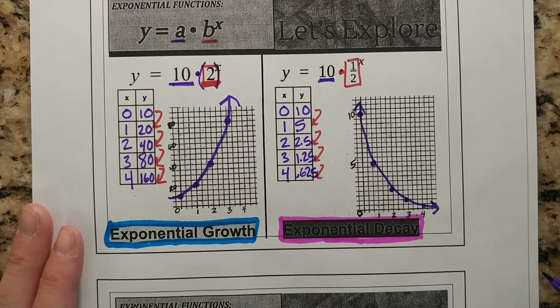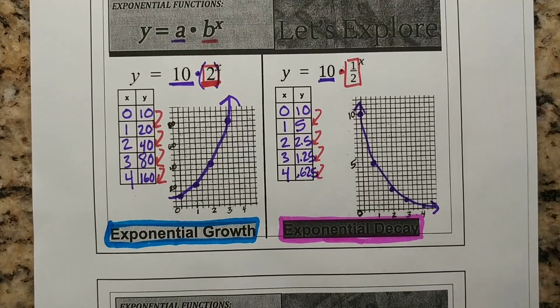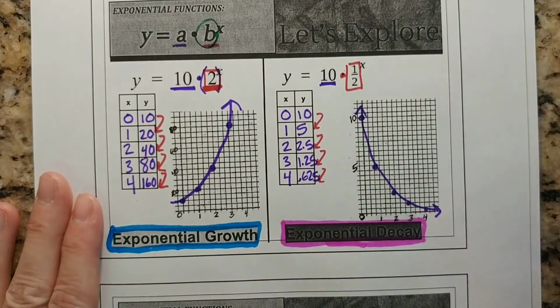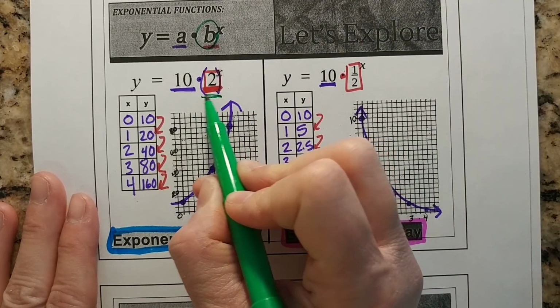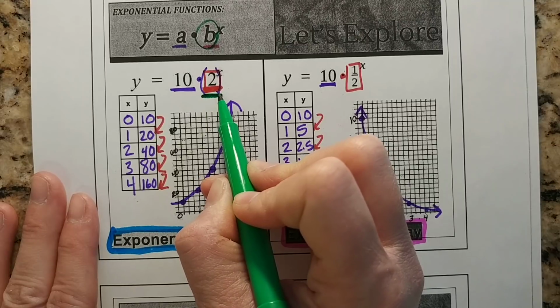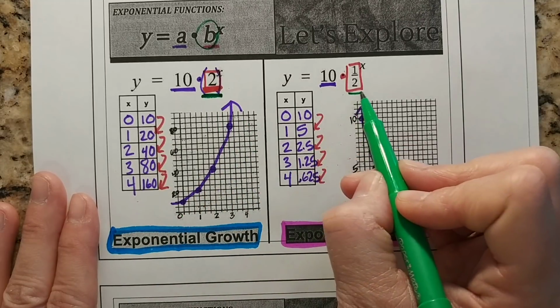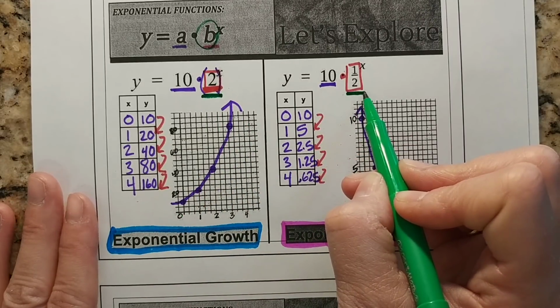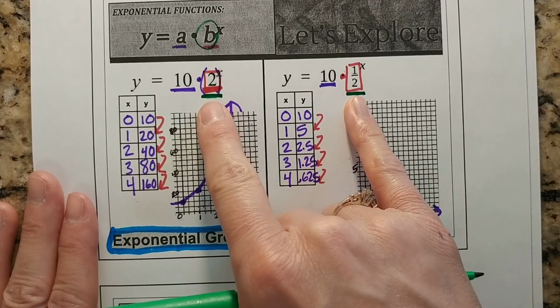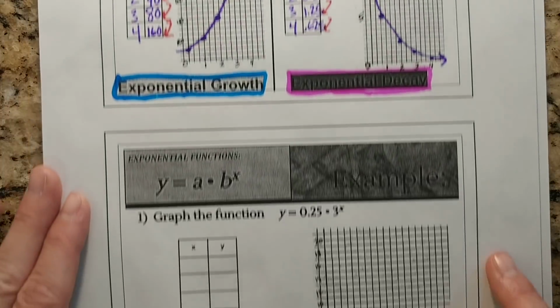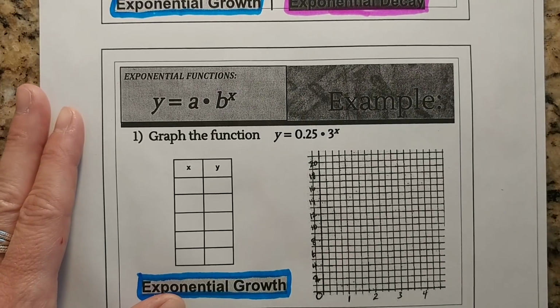So if you notice here, the b, which is our factor of change, we can see that when it's a number that's bigger than 1, it's going to be growth. And if it's a number that's smaller than 1, like a fraction that's less than 1, it's going to be decay. And that's something that we can always notice. So let's take a look at our first example.